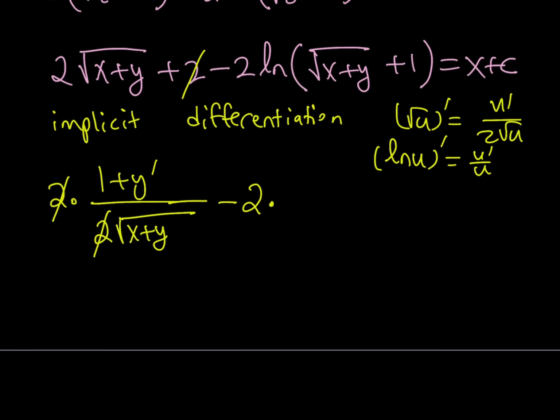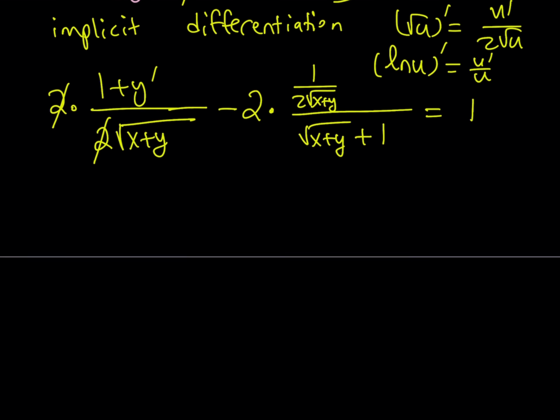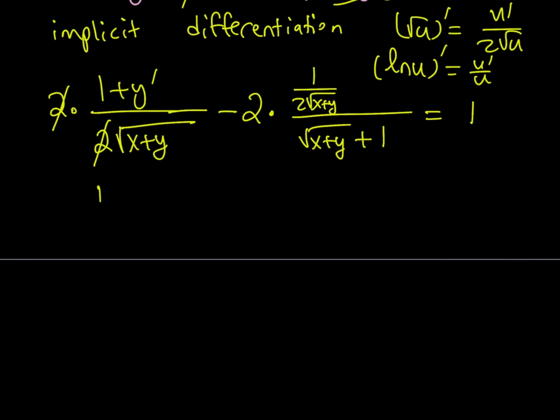So we have the ln of something. We're going to write the u prime on top, which is 1 over 2 times the square root of x plus y. And obviously the derivative of 1 is 0, so I don't have to worry about it, divided by the function itself, which is the square root of x plus y plus 1. And this is equal to the derivative of x, which is 1.